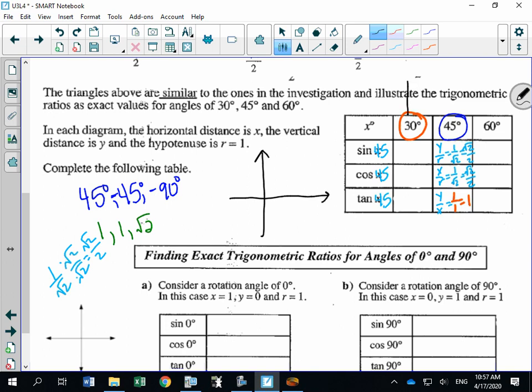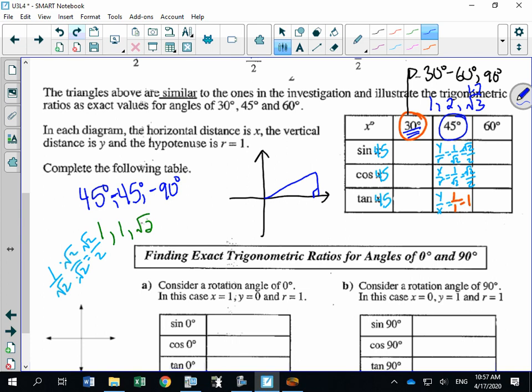30 degrees, that's your 30, 60, 90 degree special triangle. What do you have to memorize? 1, 2, root 3. Root 3 is approximately 1.7. So on a scrap sheet of paper, draw yourself a 30, 60, 90 degree triangle.